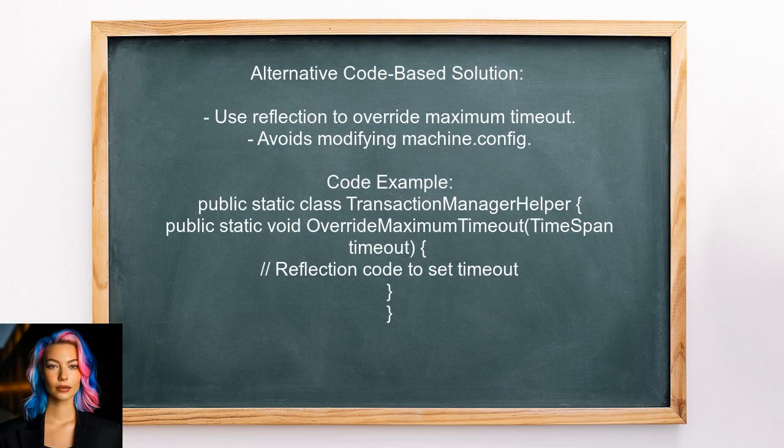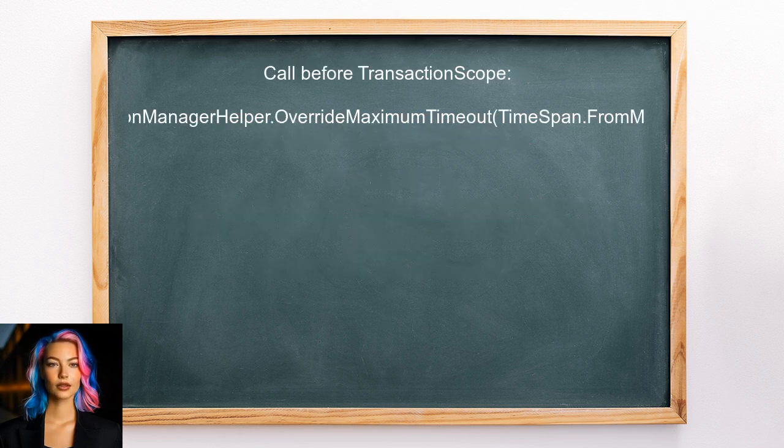Additionally, the user shares a code-based approach using reflection to override the maximum timeout without modifying machine.config. This method avoids potential issues and allows for specific timeout settings for applications. The code accesses private fields of the TransactionManager class to set a new timeout value before creating a TransactionScope object.